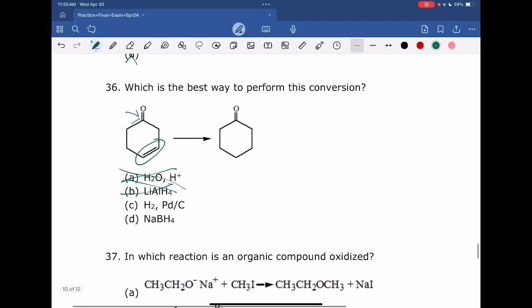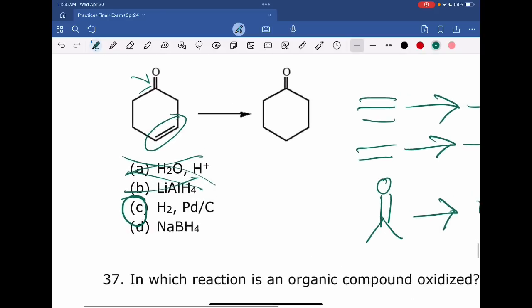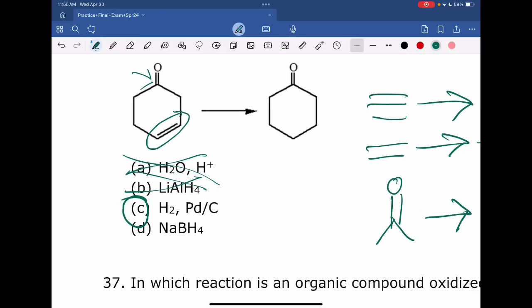It's definitely C. H2 and palladium is the exact reagent that reduces triple bonds all the way to single bonds, or double bonds all the way to single bonds. But it won't mess up with a carbonyl. NaBH4, not really. It would also go for the carbonyl. So this is also wrong.